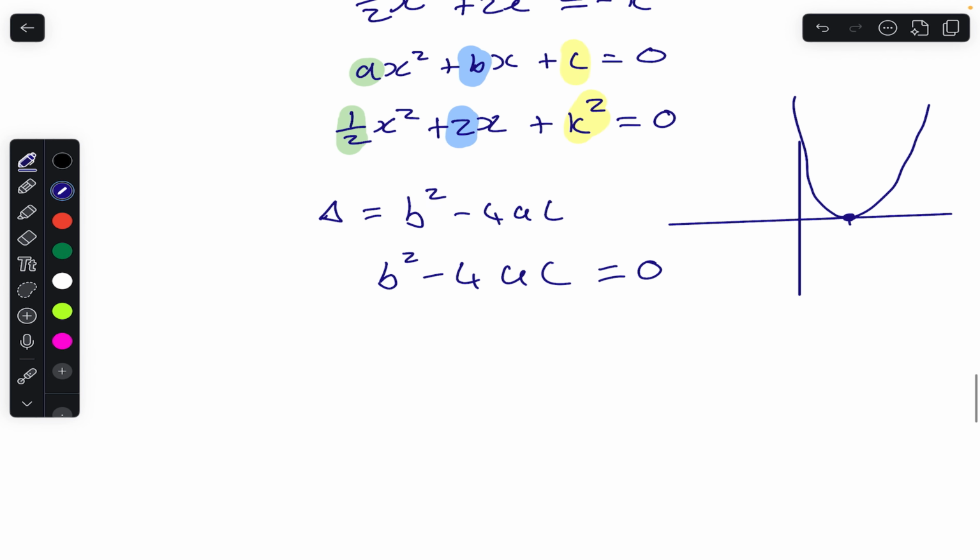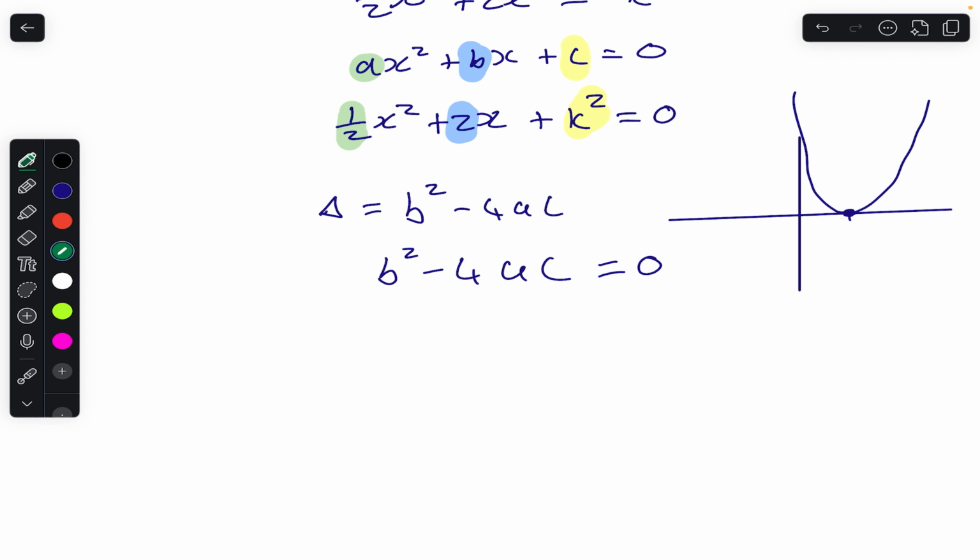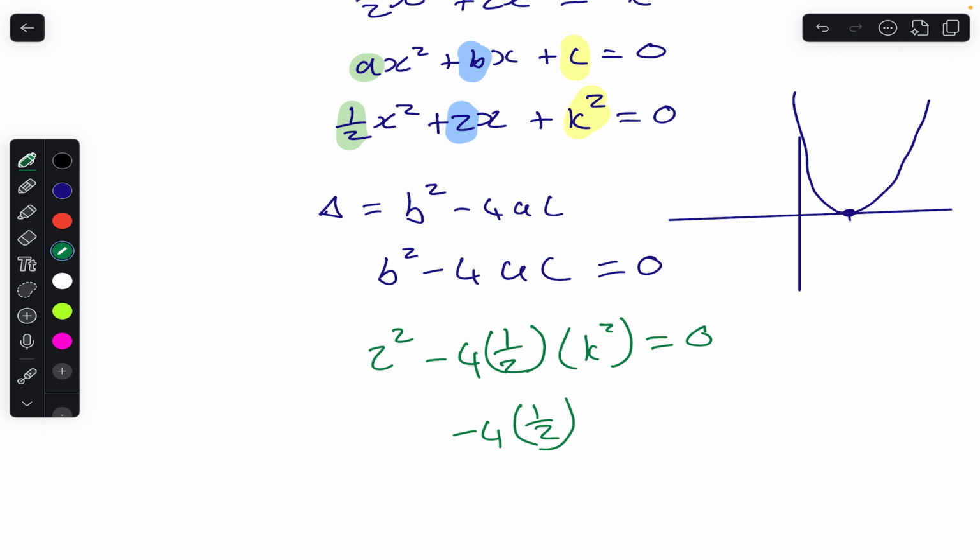And let's quickly solve this. So I will start by substituting in my b value, which you can see is highlighted there in blue. So my b value, let's do this in green here. So my b value is 2 squared minus 4, and my a value in this case is a half, and my c value is k squared, which is equal to 0. So all I'll do is start by simplifying and taking my values across. So let's first subtract the 2 squared on the other side. So I'll be left with negative 4 times a half k squared equals negative 4.